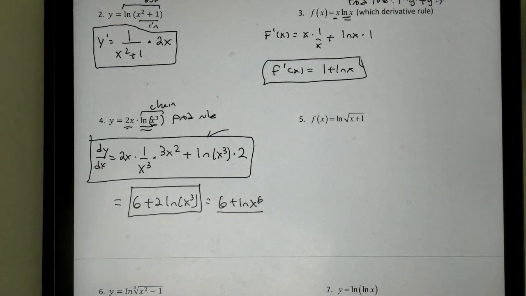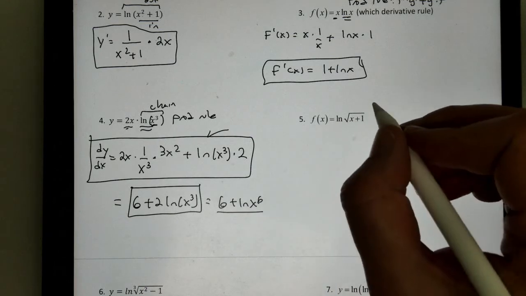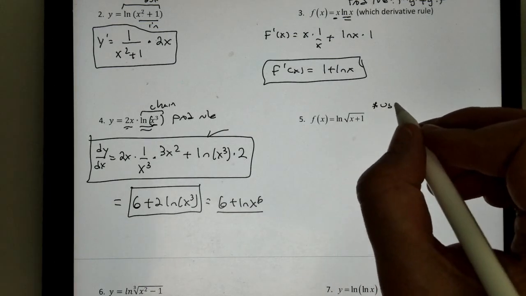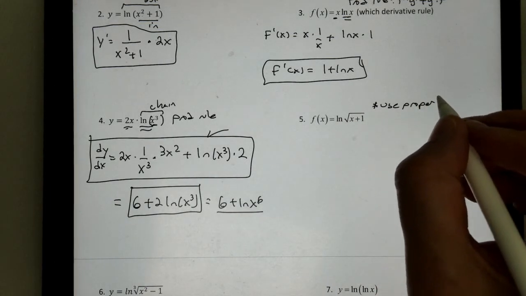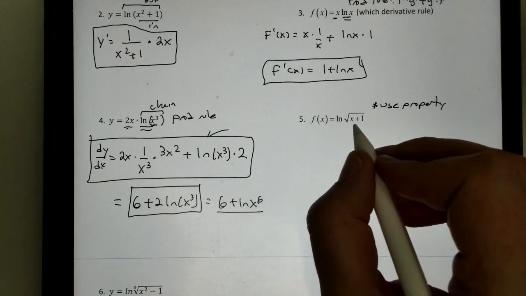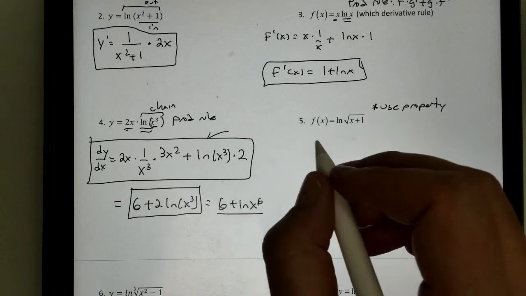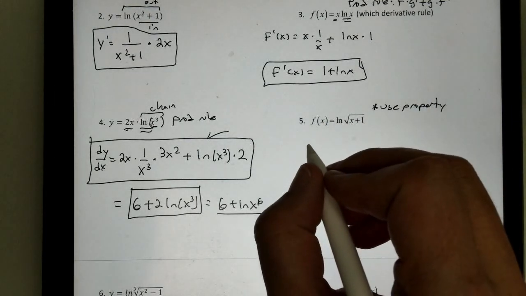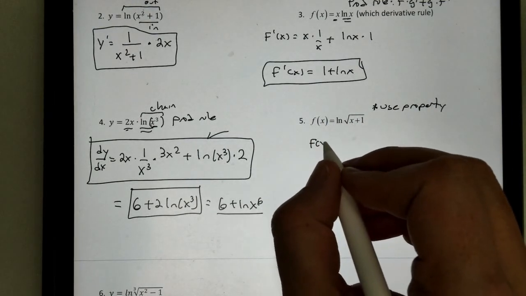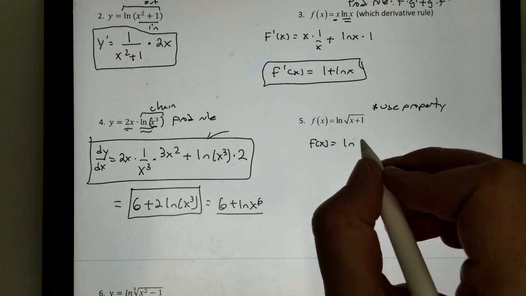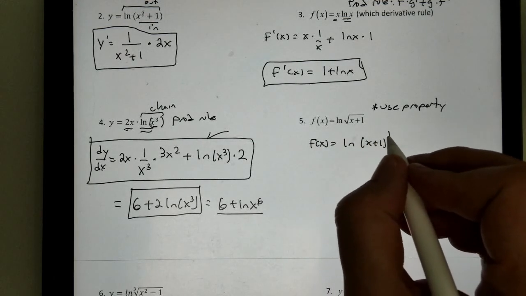All right, for question number 5. Now, again, for this one, I'm actually going to use my property. I told you there's going to be times when you're going to want to do this. And if I don't use my property, I'm going to have this ugly little chain rule right there, and I don't like that. So I'm not going to take my derivative yet. I'm going to rewrite it: the natural log of x plus 1 to the 1/2.